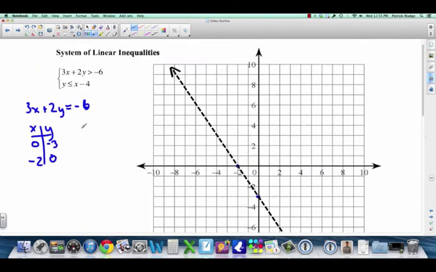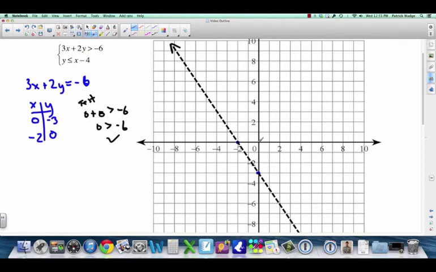Okay, now we would do our shading, but this can get really messy with the shading. For the test point, if I put (0, 0) in here, I get 3 times 0 is 0, plus 2 times 0 is 0, is greater than negative 6. Is it true that 0 is greater than negative 6? Yes, it is. So that means the origin worked, which means all the points on this side work. So I'm just going to put some check marks along here. If you want, just don't shade it at all, and we'll come back to it in a second.